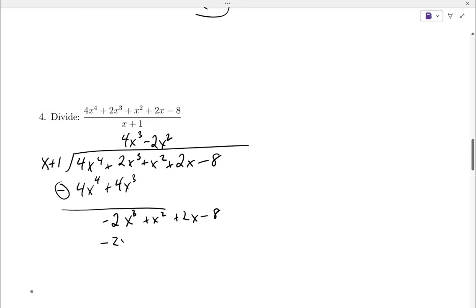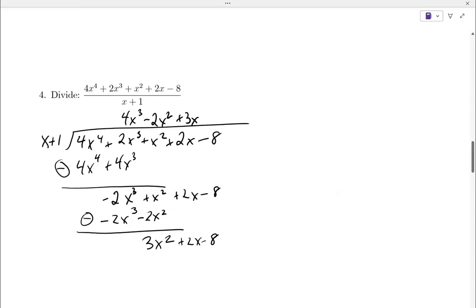So we'll have -2x cubed minus 2x squared. Subtract. When we subtract, we get 3x squared, right? Because I got minus a minus. Got to remember to distribute the minus sign. What goes up at the top next? 3x, good. Multiply it through.